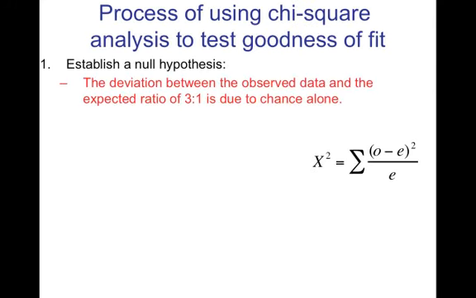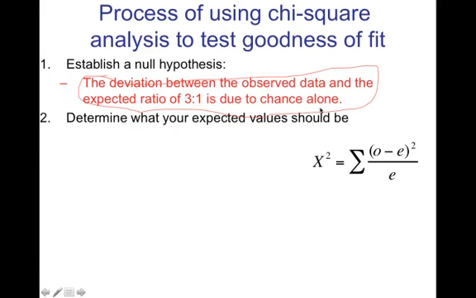So let's work through this problem. We will always have to state a hypothesis. If you always state your hypothesis just as I have written here, you will be in good shape for the exam. So in this case, the deviation between the observed data and the expected ratio of 3 to 1 is due to chance alone. Then we need to determine what our expected values are, and we've already done that: 37.5 black cats and 12.5 gray cats. Again, we got that by taking the total cats, which was 50, multiplying it by 75% to get our dominant, and multiplying that total by 25% to get our recessive.